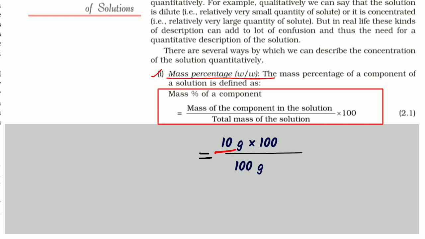Okay, because the mass of the solute, the glucose here, is 10 gram, and the total mass of the solution is 100 gram. We make it 100 gram by adding 90 gram of water. So it will be multiplied by 100%, and then it will be 10%. That means the solution is of 10 weight percentage, or 10 mass percentage, understand.